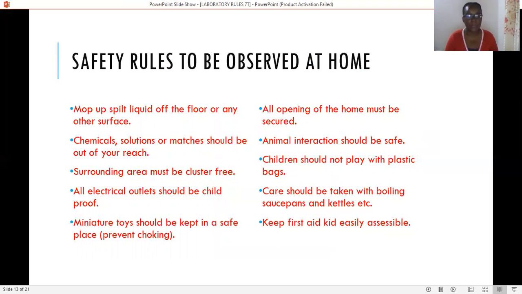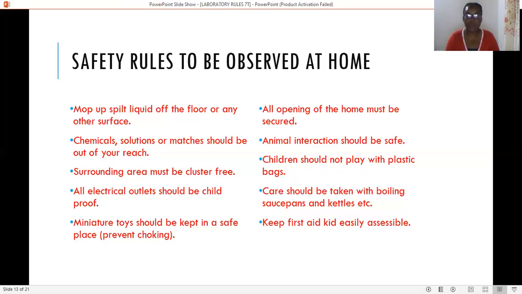Similarly as well, chemical solutions or matches should be out of your reach as students or even your younger siblings. So young children should never have access to these, and the parents should be careful in that when you're putting away the chemicals or solutions, just ensure that they're not watching you, because as young scientists, they're really observant and curious. We should always ensure that the surrounding area is clutter free, so meaning no toys around the place.